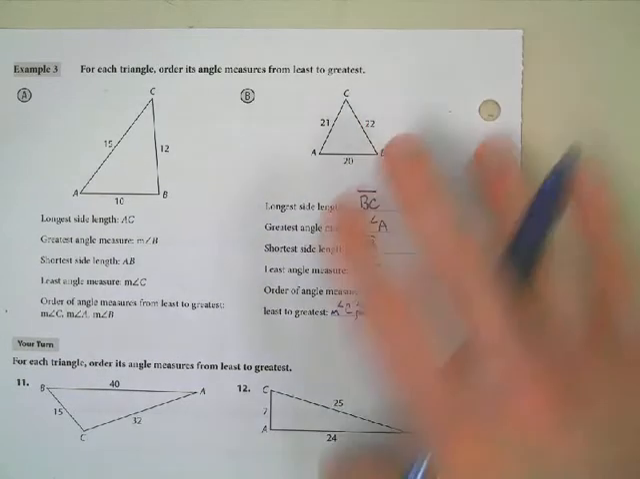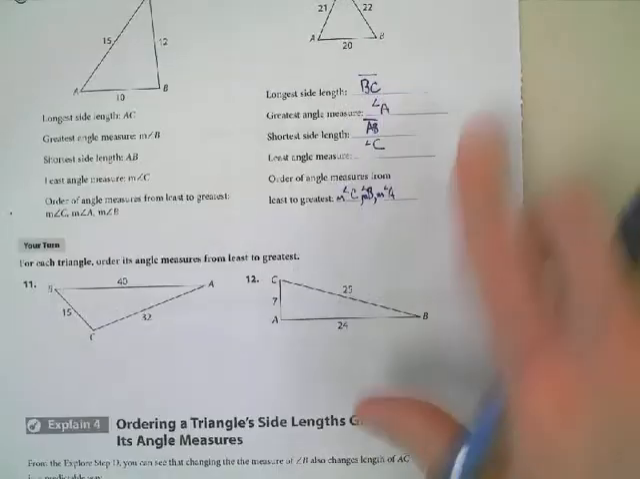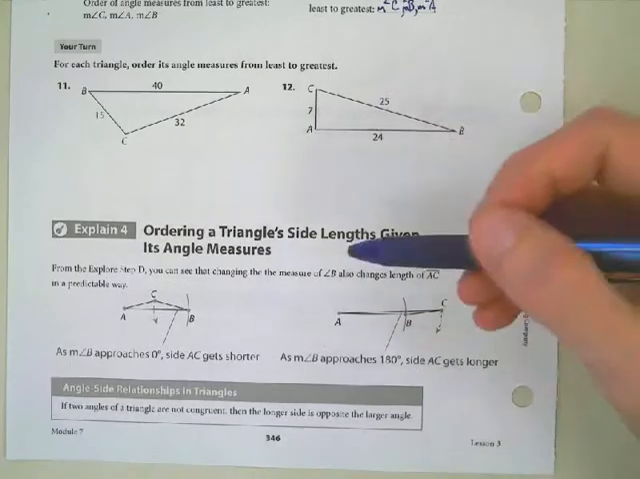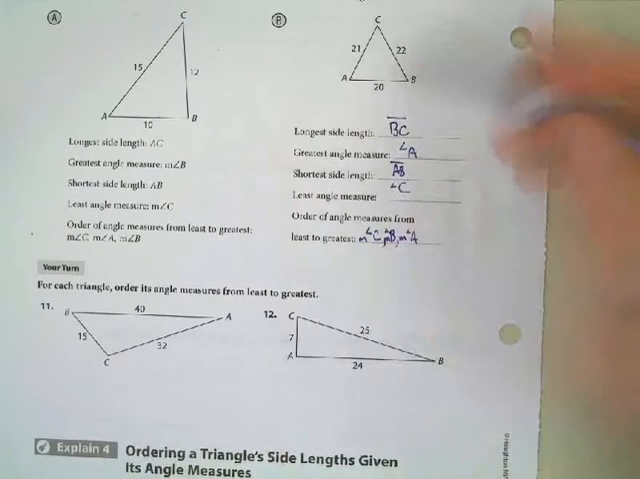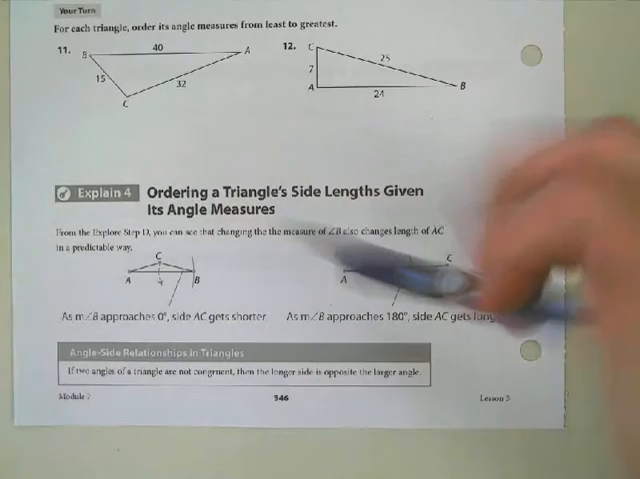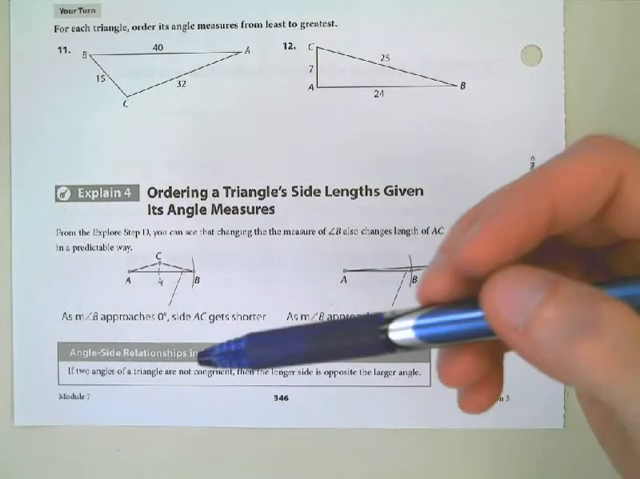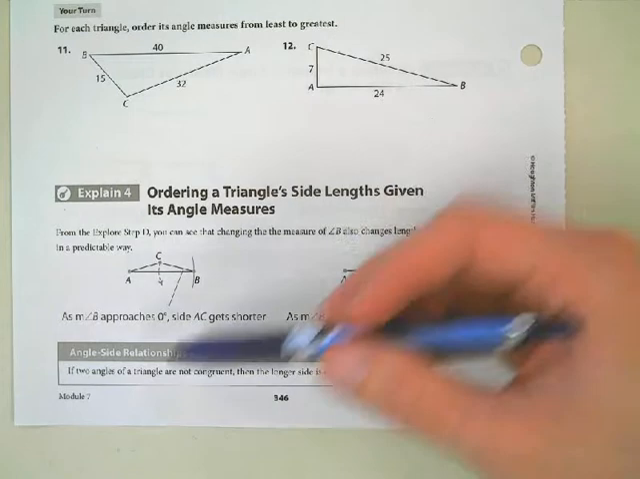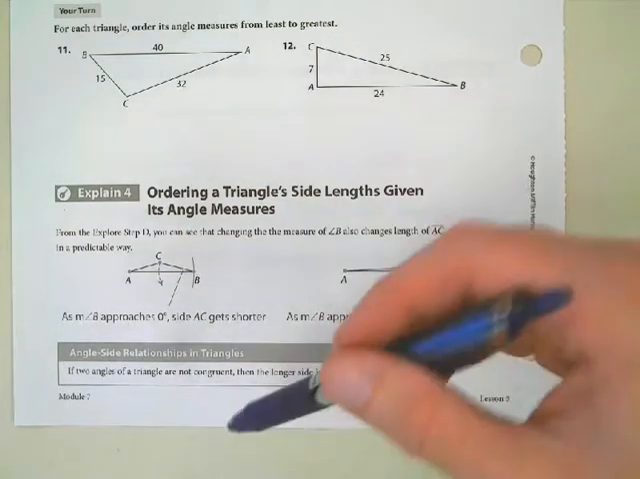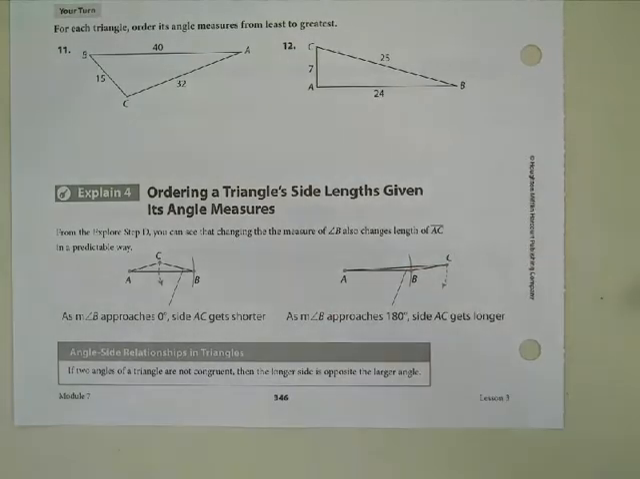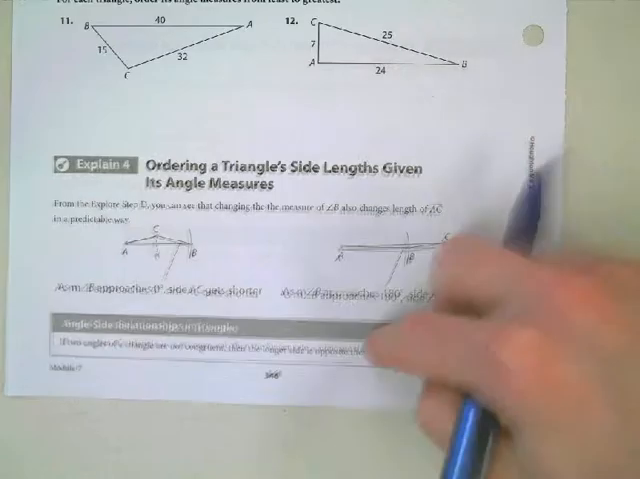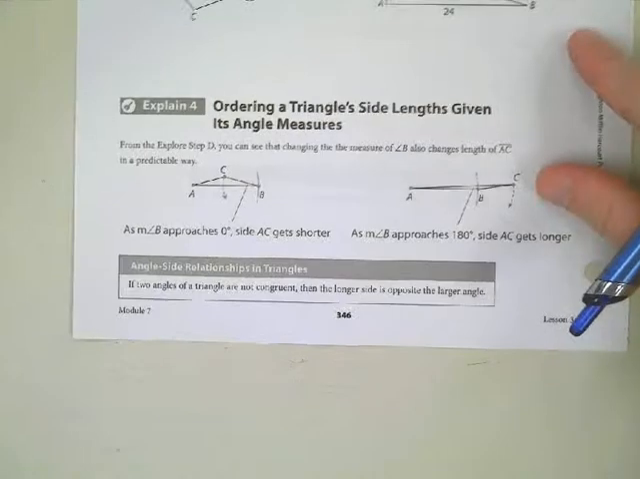All right. So that was for sides. If we were given sides, we found the smallest, largest, and medium angles, right? But the same thing is true for the angles to the sides. If you find the biggest angle, then opposite that would be the biggest side. The smallest angle is opposite the smallest side, and the middle angle is opposite the middle side. Okay, basically just summarizing that right there on the bottom of page 346.